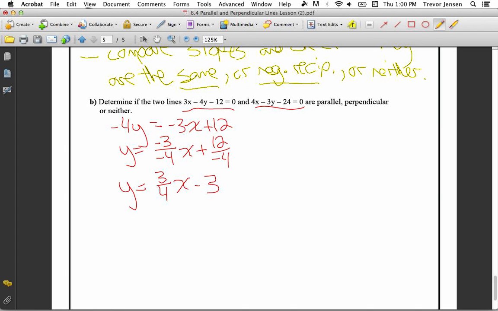Let's rearrange this one. So isolate the term with the y first. Move the 4x to the other side, becomes a negative 4x. Move the minus 24, becomes a plus 24. Then isolate the y. Right now it's being multiplied by negative 3. So on the other side I must do the opposite, which is dividing by negative 3.